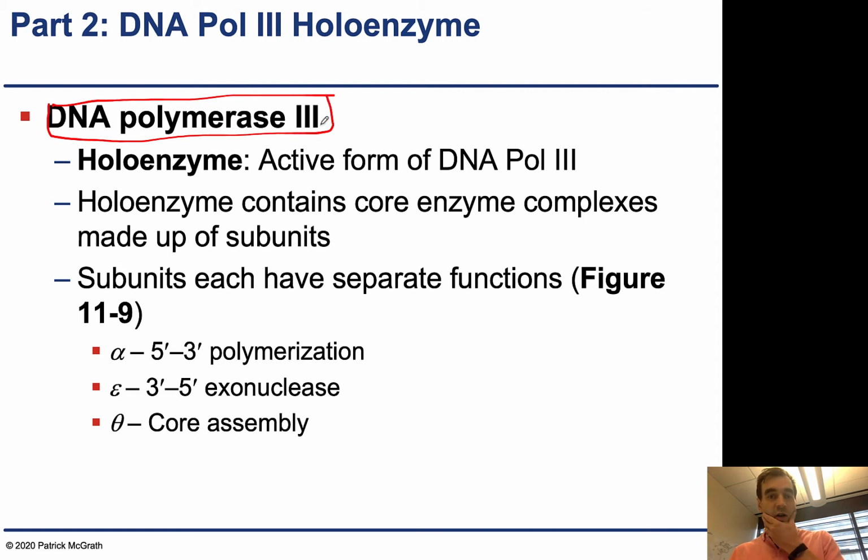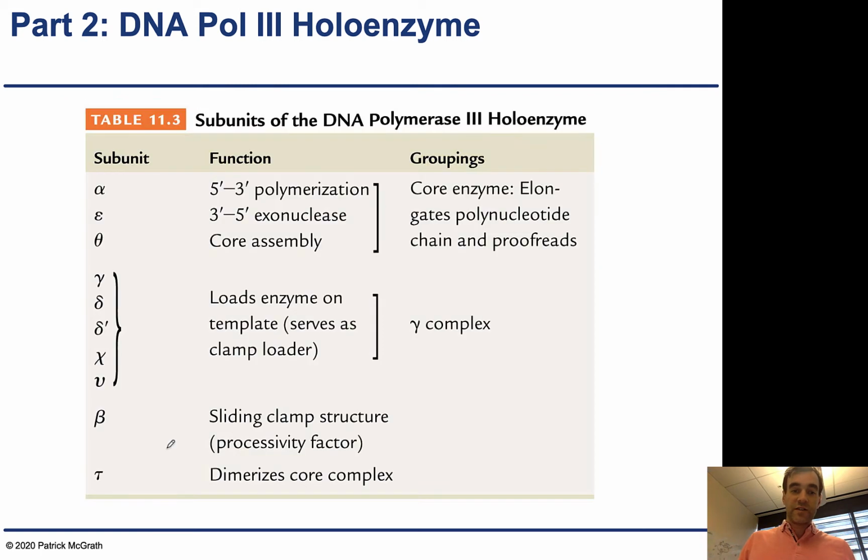This is a holoenzyme. This is the active form of DNA polymerase, and it contains both core enzyme complexes made up of a bunch of subunits. So multiple proteins are actually within the DNA polymerase, and they have different functions. There's the alpha subunit that's required for the polymerization. There's the epsilon subunit that's required for the exonuclease activity. And then there's the theta that's required for the assembly. And there are additional ones involved in the sliding clamp.